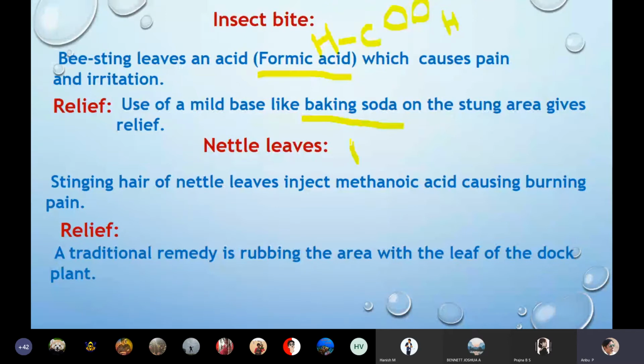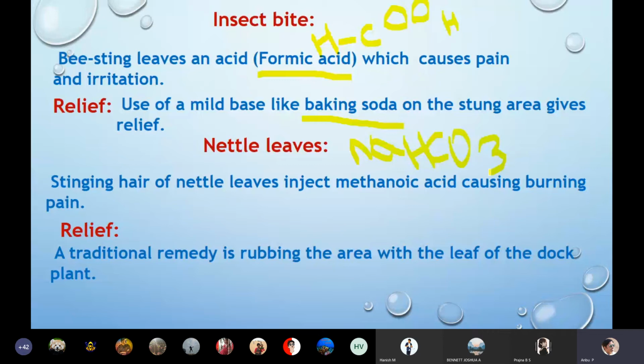You can also use lotions like calamine lotion. This calamine lotion is made of zinc carbonate. It is a kind of base. So when an insect bites us, we immediately apply home remedies like baking soda and then calamine lotion. There may be some other methods also. Maybe you may find out how we get cured from this insect bite.